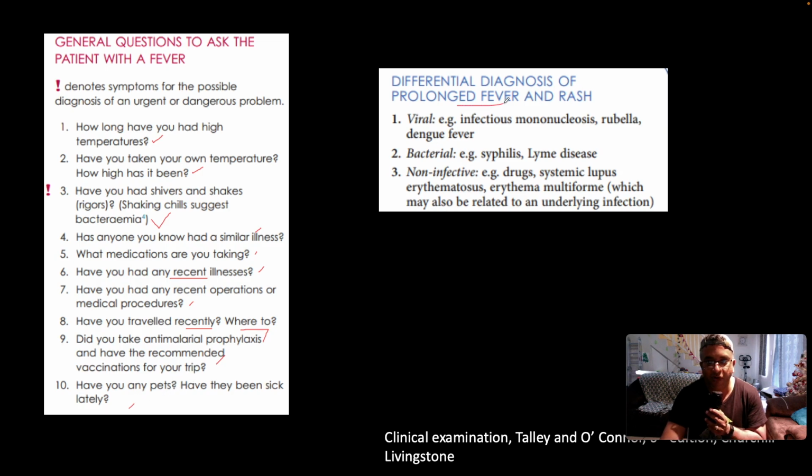Differential diagnosis for prolonged fever and a rash. So think about viral, bacterial, non-infective. Non-infective things like drugs, lupus, erythema multiforme, which may also be related to an underlying infection. But the big players in terms of viral are infectious mononucleosis, which is Epstein-Barr virus, rubella, dengue. Bacterial: syphilis and Lyme disease.